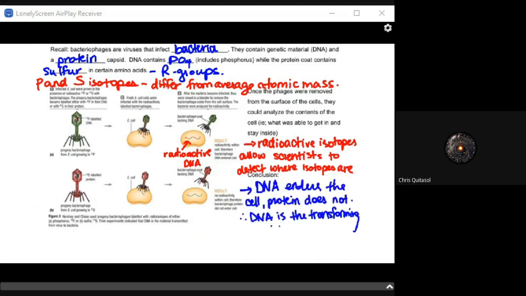Ultimately, the conclusion was that DNA was going to be inside that bacteria. That means that high concentration of radioactive phosphorus was in that bacteria. And it led to the idea that DNA is, in fact, the transforming principle.